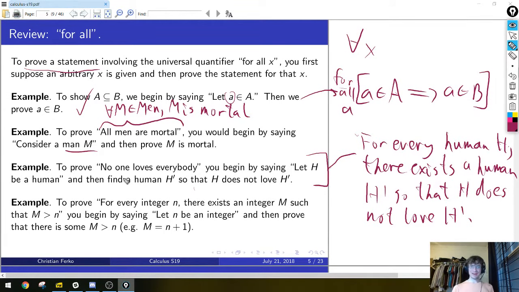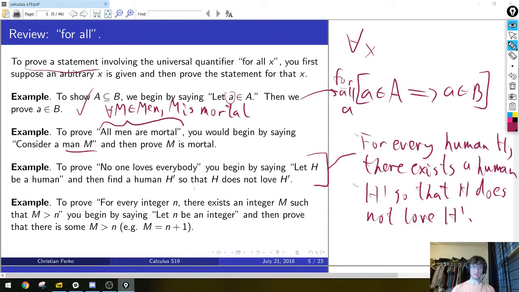But yes, the point of this example is that the claim no one loves everybody is really secretly a for every style claim. For every human H, there is another human H prime, so that H does not love H prime. It's logically equivalent to the original statement, right?